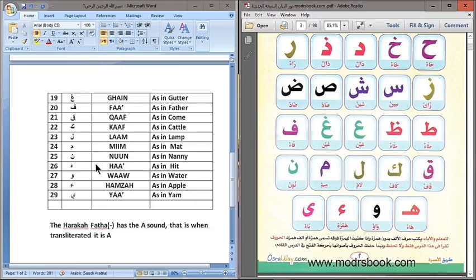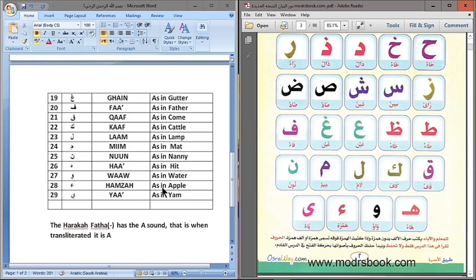The 27th one, which is this, is called wow. So form a wow shape, a circle with our lips. Wow, as in water. The 28th one, which is this, is called Hamza, as in apple. And the last one, the 29th, which is this, is called Ya, as in yam.